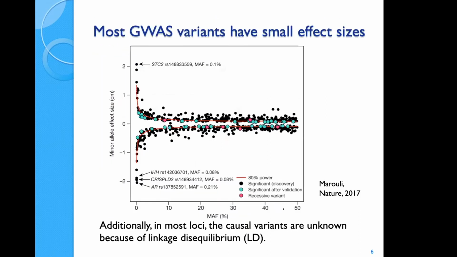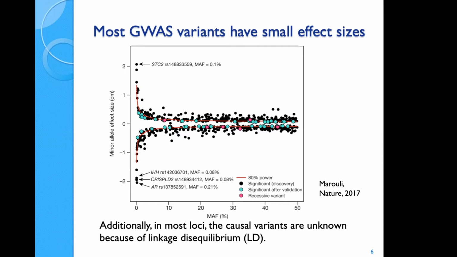Right, so this has been highly successful. However, it's difficult to translate these GWAS findings, GWAS associations, into mechanistic insights or therapeutic advances. The reason is that most GWAS variants have small effect size. They have a pretty small impact on the phenotype of the patients.